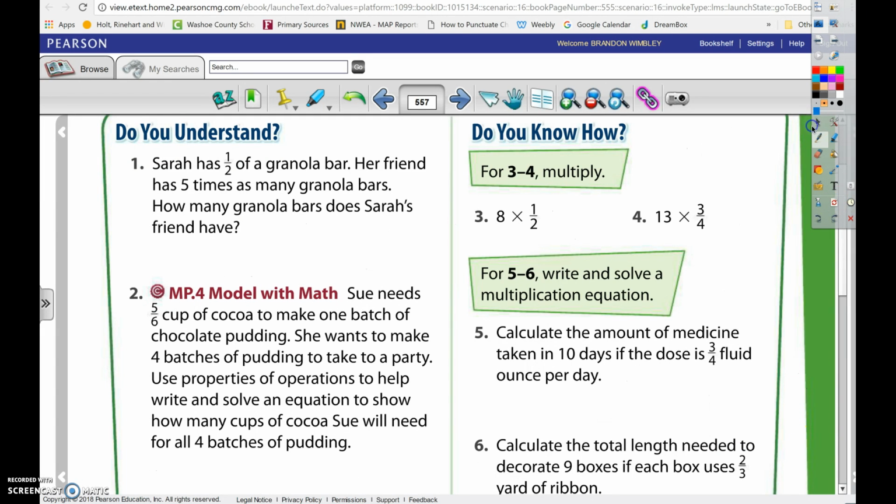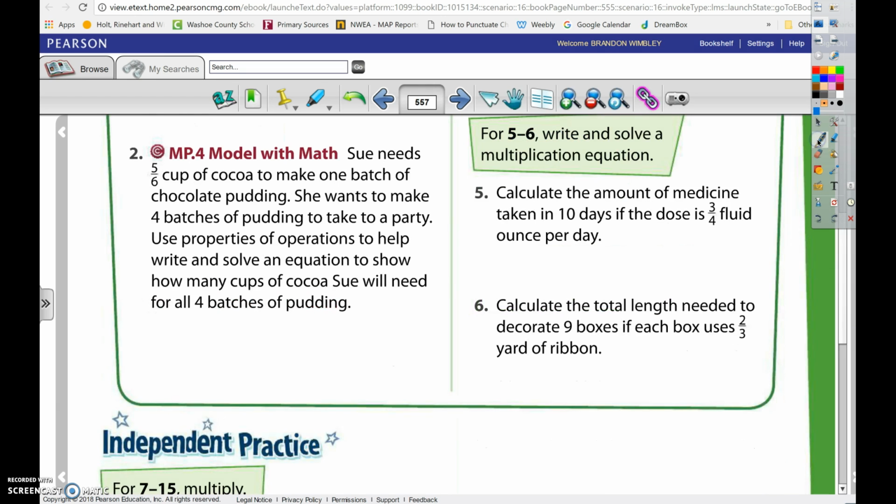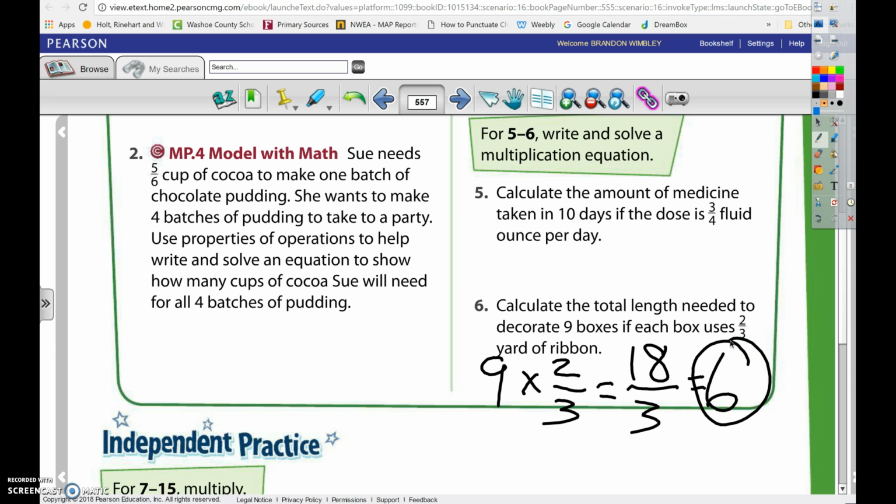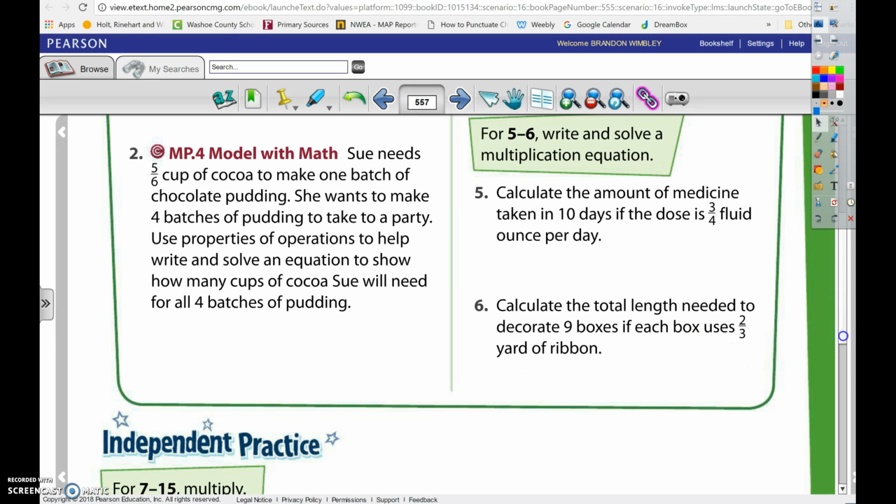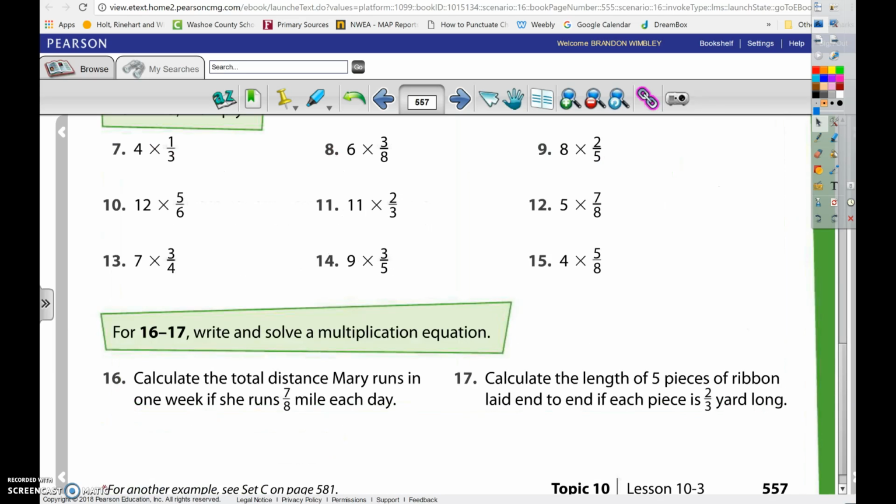All right, let's look at number 6. Calculate the total length needed to decorate 9 boxes. Each box uses 2/3 yard of ribbon. So here I have 9 groups, being 9 boxes, times the amount of each group, being 2/3. I would have 9 times 2 is 18 over 3. 3 goes into 18 6 times. So altogether, I would need 6 yards. All right, let's go on to our independent practice.